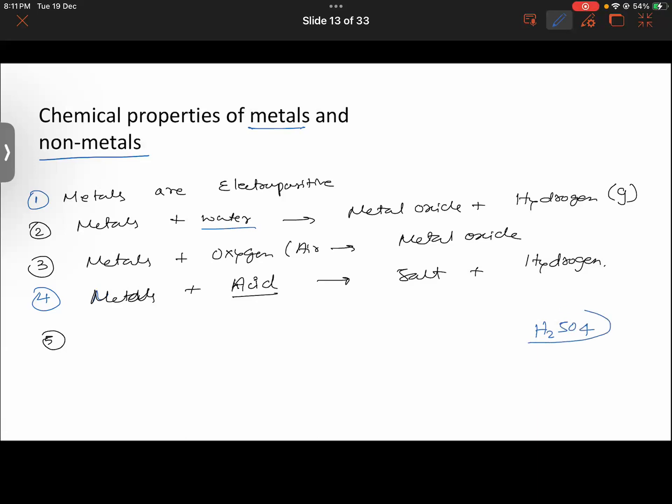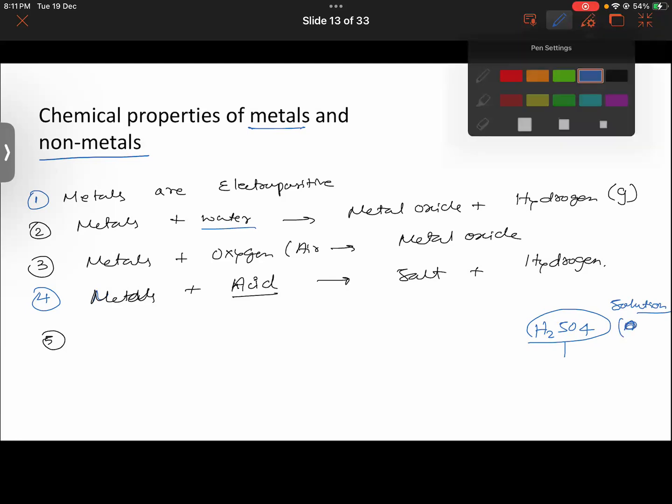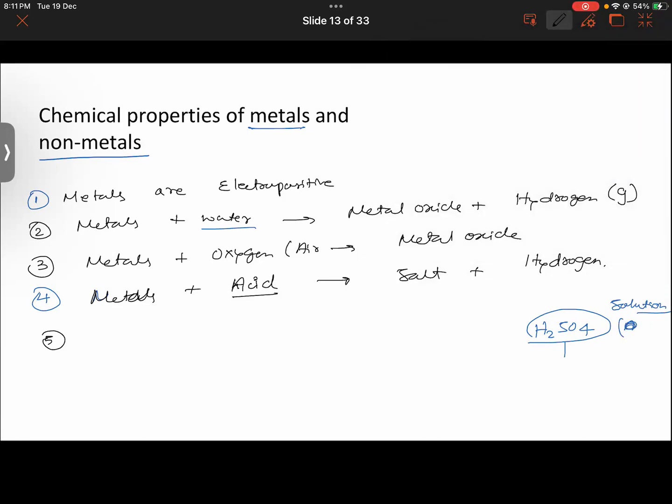What is the name of this acid? Hydrogen sulfate, or sulfuric acid basically. So this will exist in solution form. Not alkaline, alkaline is a different thing. It is basically in the solution state, meaning it consists of water. We call that aqueous. Aqueous means it consists of water.